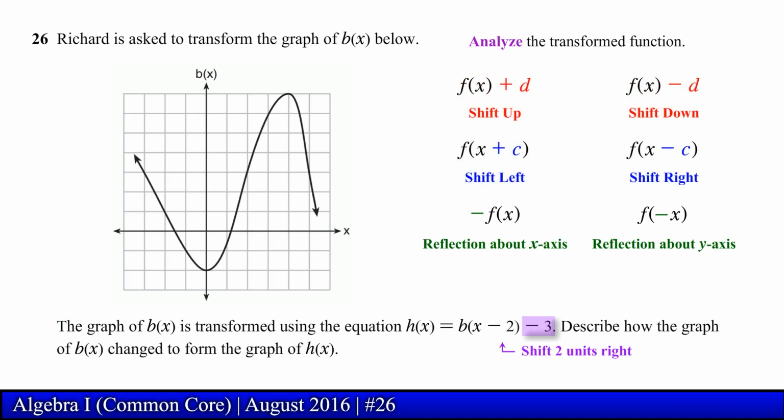We also have 3 being subtracted from the original function b of x. This corresponds to a translation or shift of 3 units down. In the end, the new transformed graph has been translated 2 units to the right and 3 units down when compared to the original function b of x. So this is our final answer.